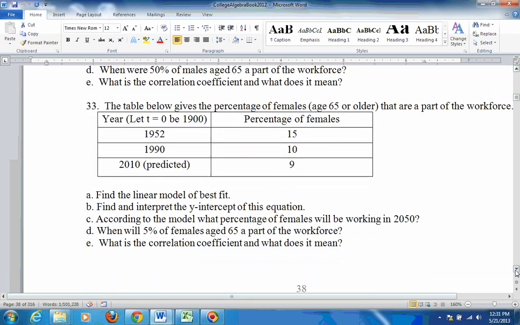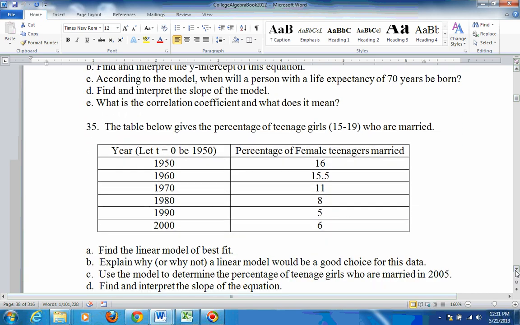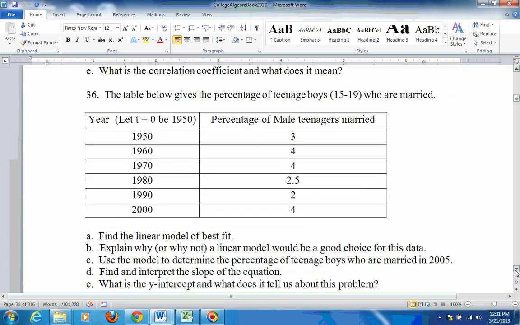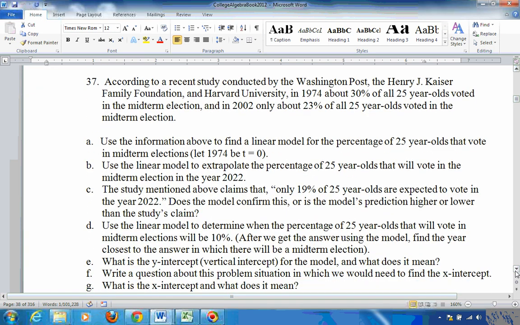You see 32, 33, 30 also was the same type of thing. 34, 35, 36 data points, and you're answering those sort of questions. Let's see, 37 here. According to a recent poll here, let's see, in 1974, about 30% of all 25-year-olds voted in the midterm elections, and in 2002, only about 23% voted.